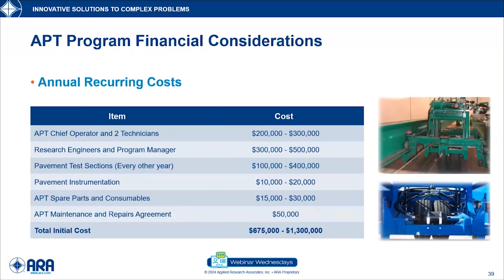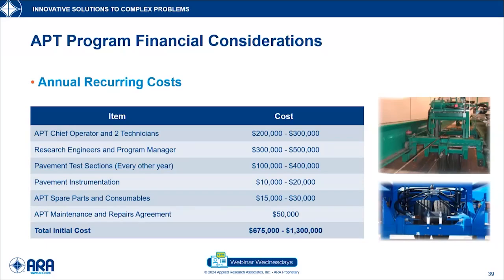But then there is the annual recurring cost. And this is very important to keep up because the program will not last for as many years as it's intended to if there's not a constant flow of funding.